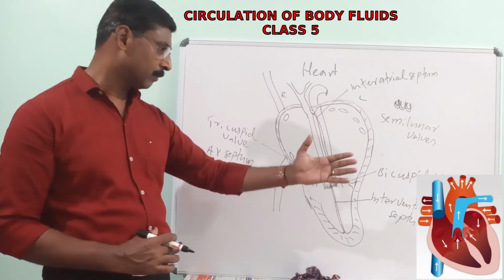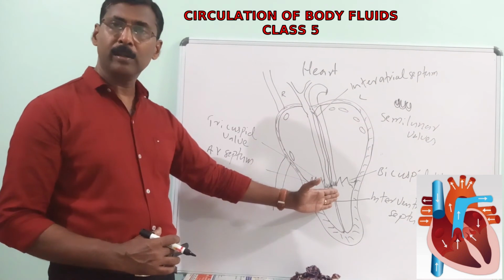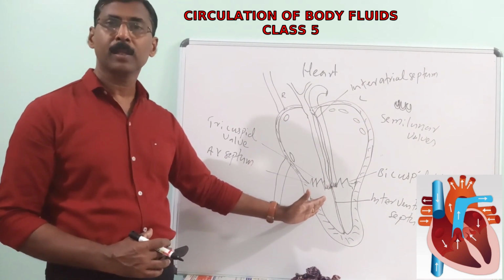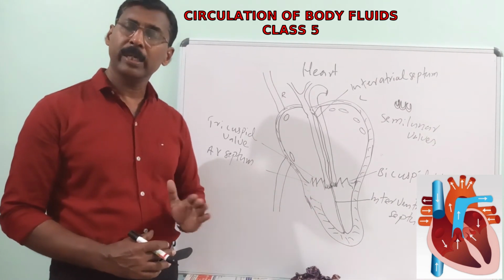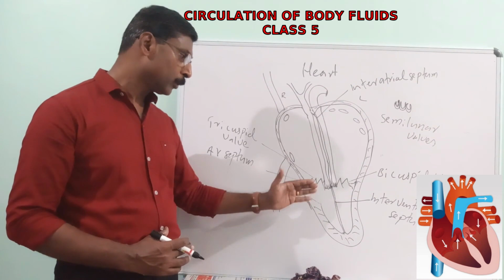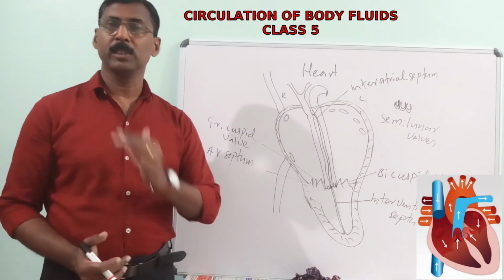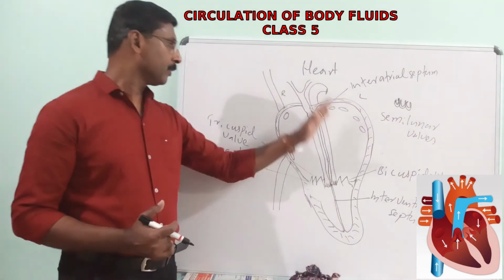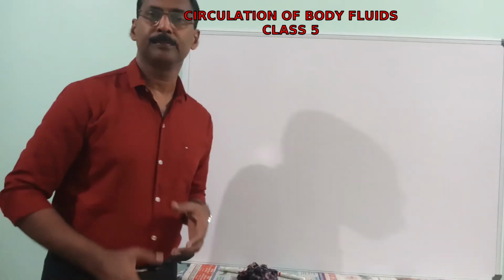2 sets are present. One at the base of the aorta, and one set at the base of the pulmonary artery. They open only in one direction, permitting the blood to pass from the ventricles to these arteries, and their backward flow is prevented. Okay. So this is the internal structure of the heart.